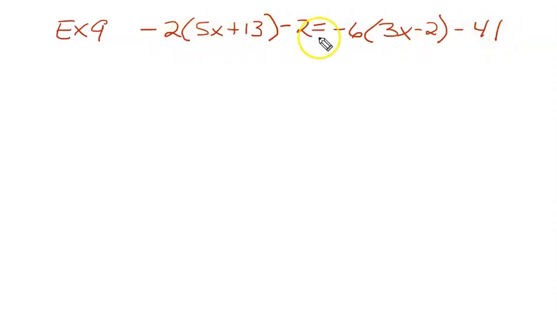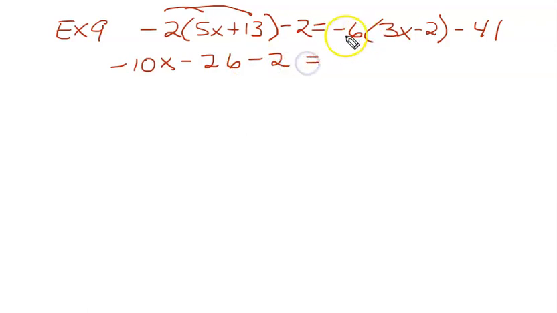So again, copying it down carefully, and then now you're going to distribute. Negative 2 times 5x is a negative 10x. Negative 2 times a positive 13 is a negative 26. And then we have a negative 2. Getting rid of our grouping symbols, distributing that's negative 6. This gives me a negative 18x and a positive 12 and our negative 41.